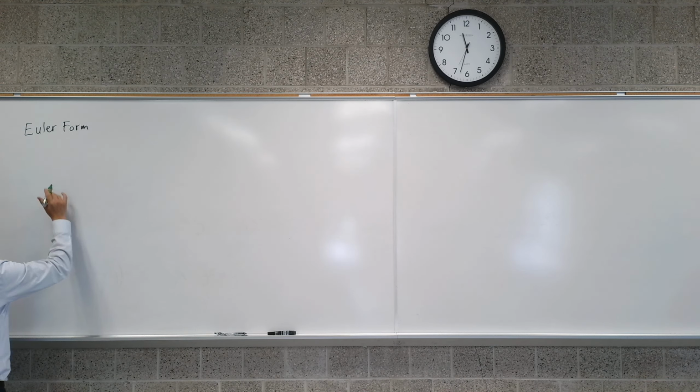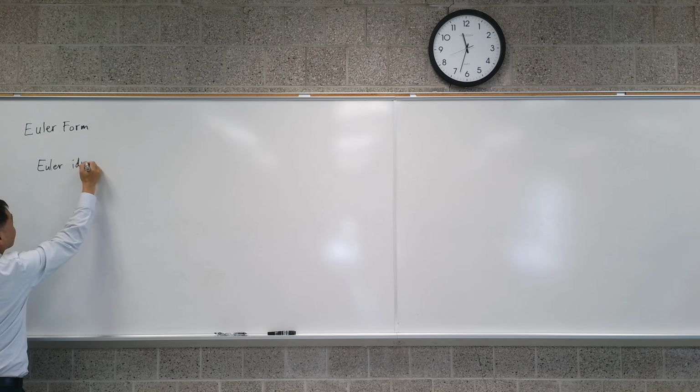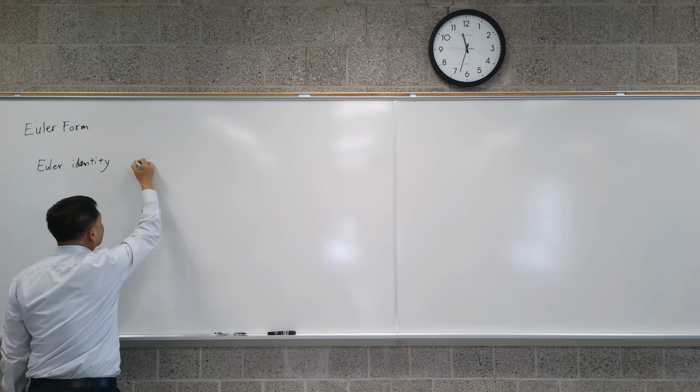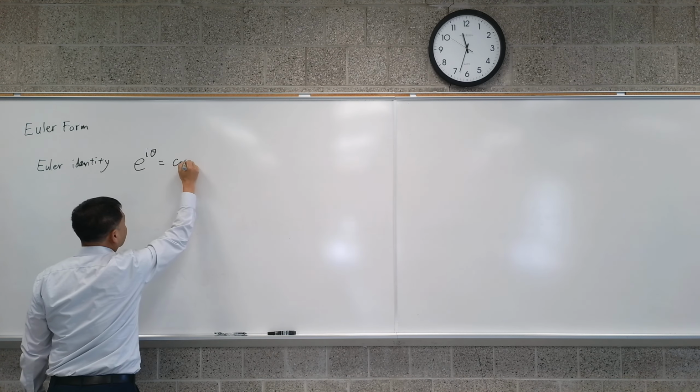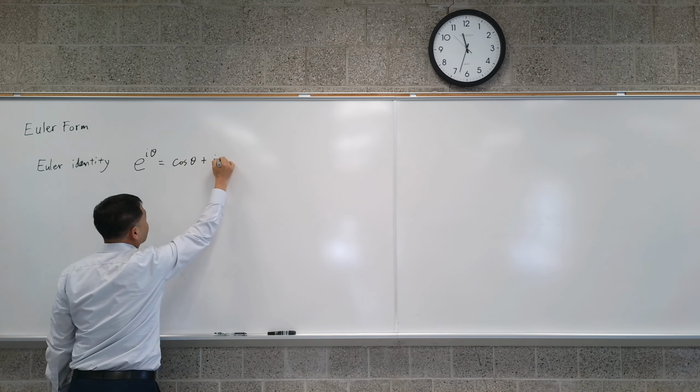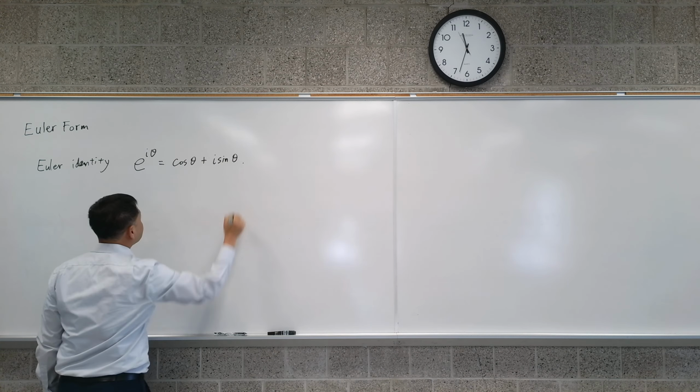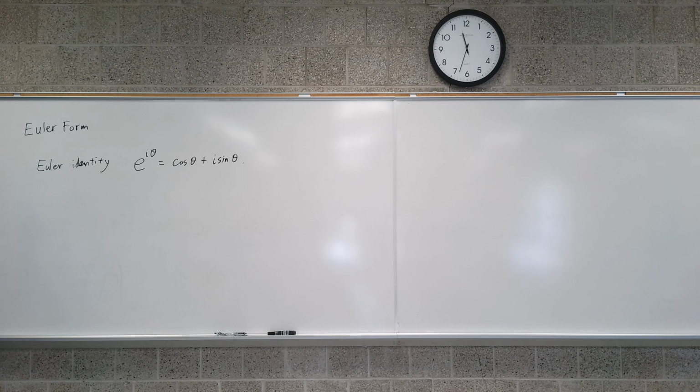When it comes to complex numbers, there's something called Euler's identity, which says e to the i theta is the same thing as cosine theta plus i sine theta. In order to prove this, you need to recall the Taylor series.